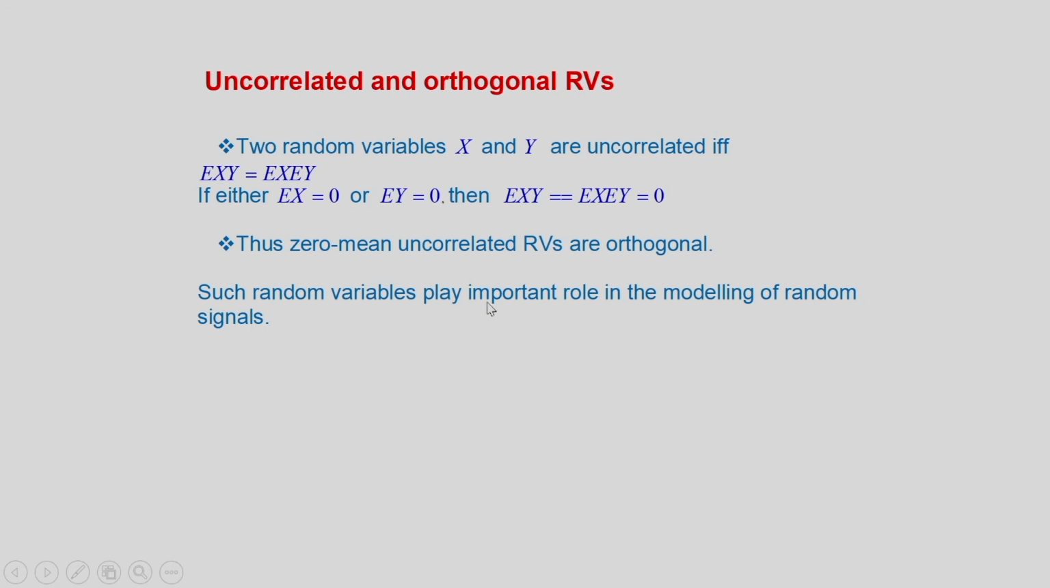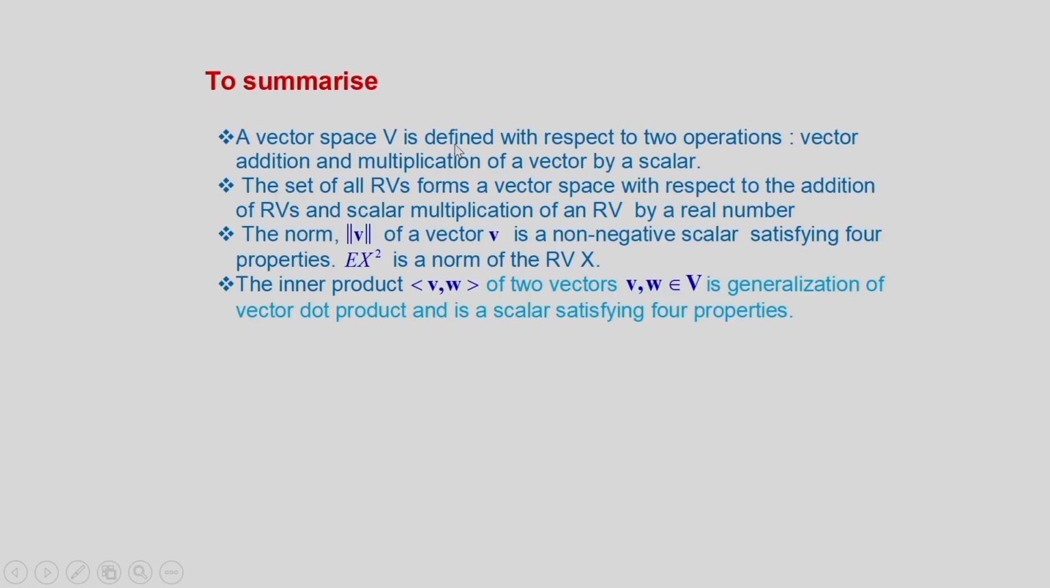Such random variables play an important role in modeling of random signals. For modeling random signals, we need a sequence of 0 mean uncorrelated random variables. In fact, they are orthogonal. Let us summarize the lecture today.